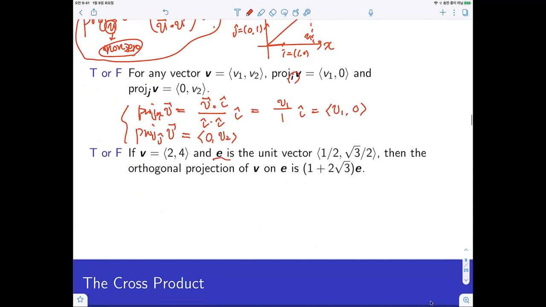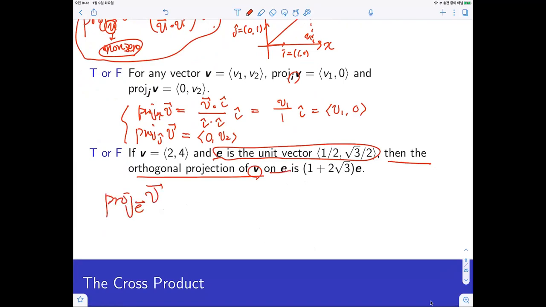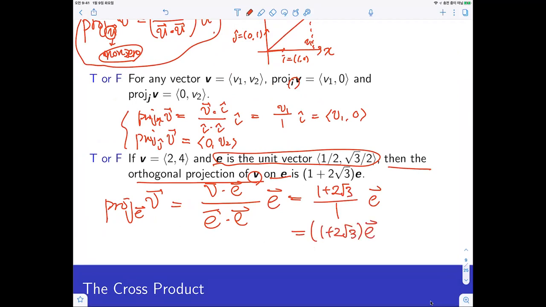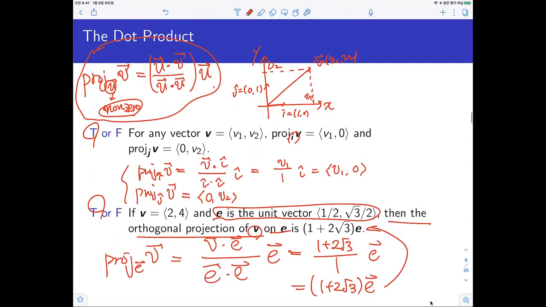Here, e is a unit vector given in this form. So we should find the orthogonal projection of v onto e. For the projection of v onto e, we just use the formula (v dot e) over (e dot e) times e. Since e is a unit vector, this denominator is 1. From some simple calculation, we get 1 plus 2 square root of 3 times e. So this is true. This is also true. Okay, any question?